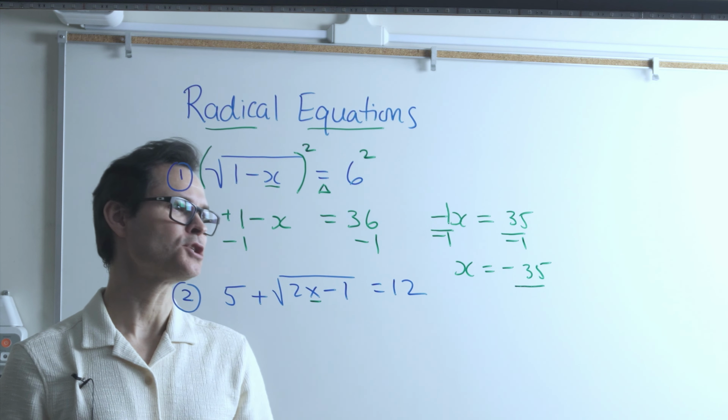So that's going to be the square root of 1 minus negative 35, or plus 35. And if I add 1 and 35, I get 36. And in this case, the square root of 36 is 6. And you can see that's exactly what the right-hand side is equal to. So it checks out, and you can call that a check.